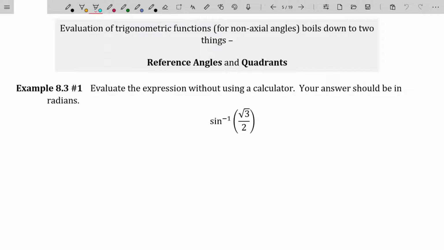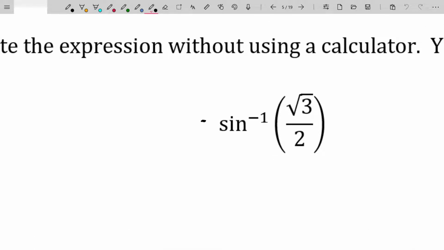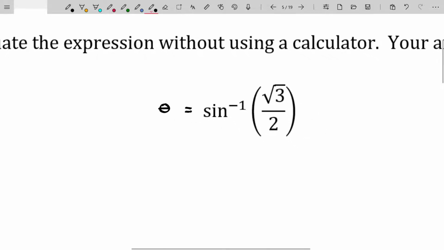So here we go. Evaluate the expression without using a calculator. Your answer should be in radians. We want to know, what is the sine inverse of √3/2? Well, the first thing I'm going to do is let theta equal that. So I'll just say this is equal to theta. And the reason why I do this is to remind myself that this is going to return an angle. That is critically important. The next thing I'm going to do is mention again for myself what the restrictions on theta are.